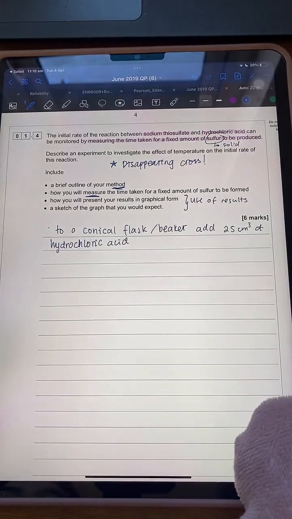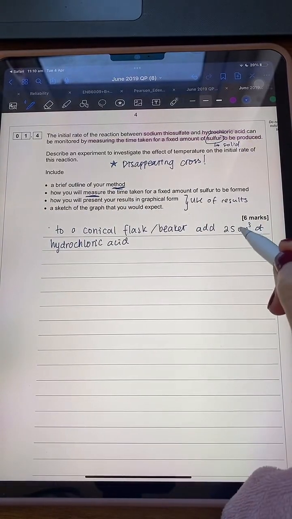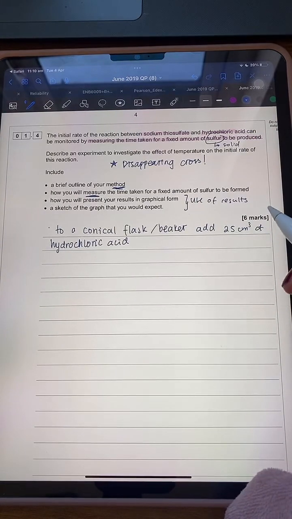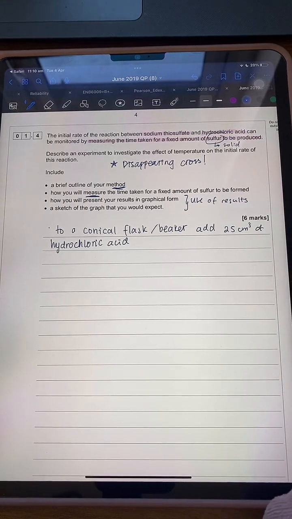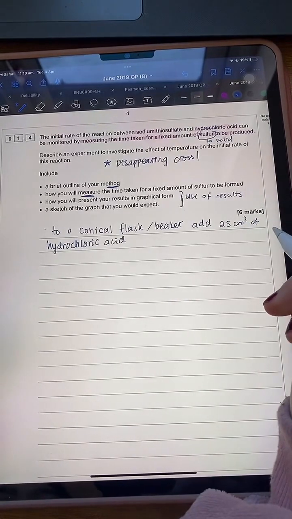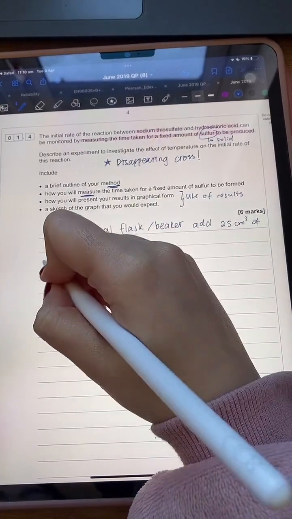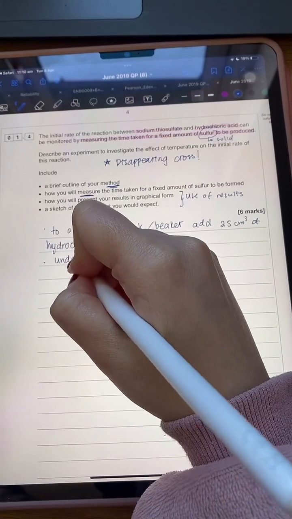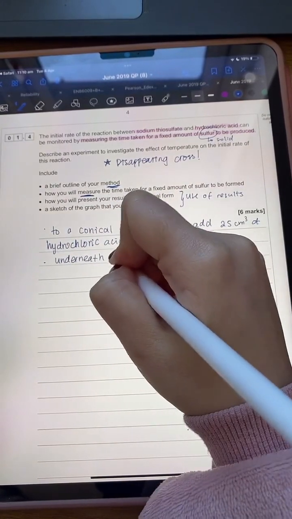25 centimeters cube is a common value that we use. For volume, it's 25 cm cube, 10 centimeters cube, 250 centimeters cube. That's quite common as well. For masses, we usually say 5 grams. It's usually things like that. So to a conical flask, add 25 centimeters cube of hydrochloric acid, underneath the flask.